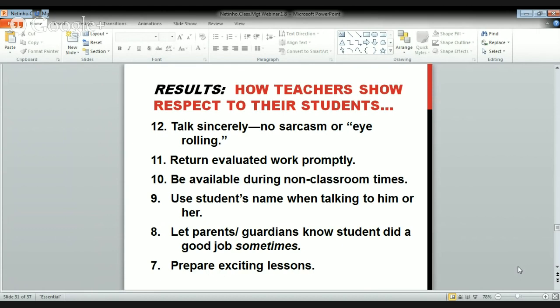Be available during non-classroom times. Sometimes students just want to talk to you privately. Use students' names when talking to him or her. There it is again. You must learn students' names. Let students or guardians know the student did a good job sometimes.